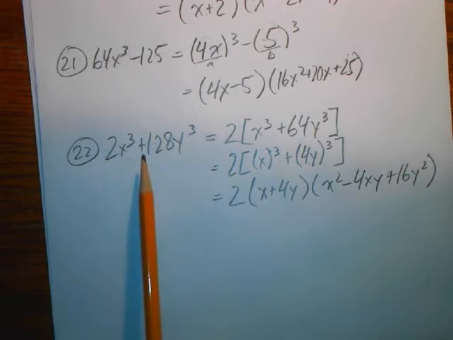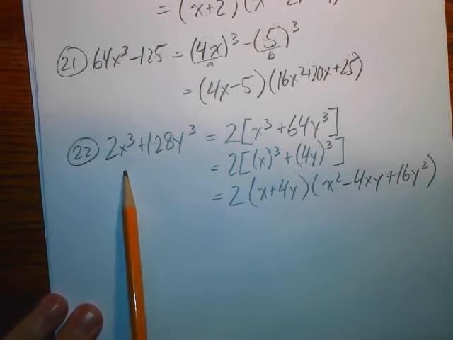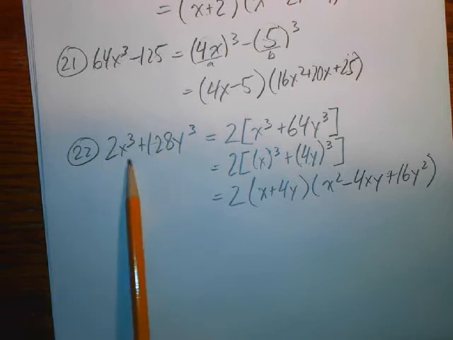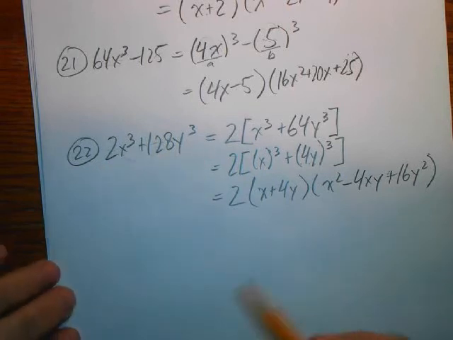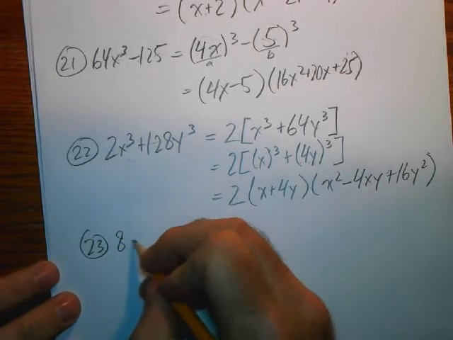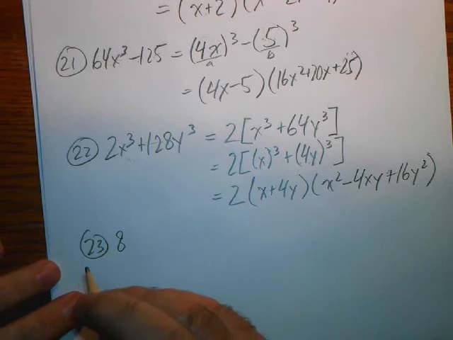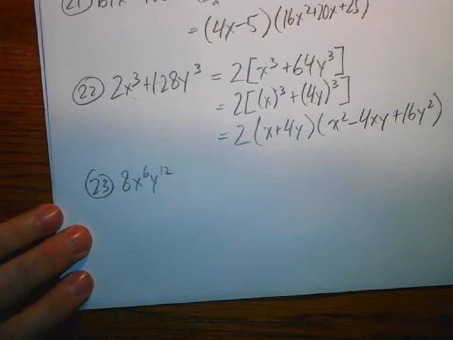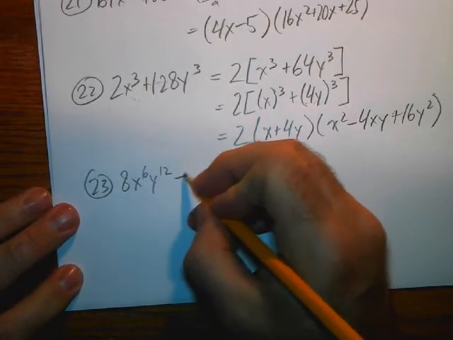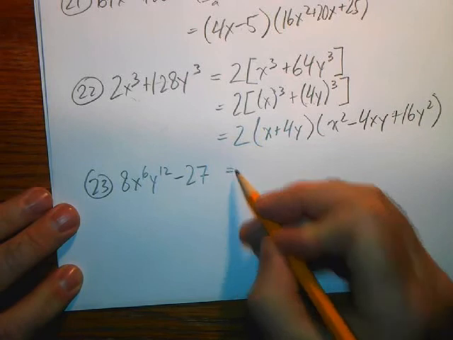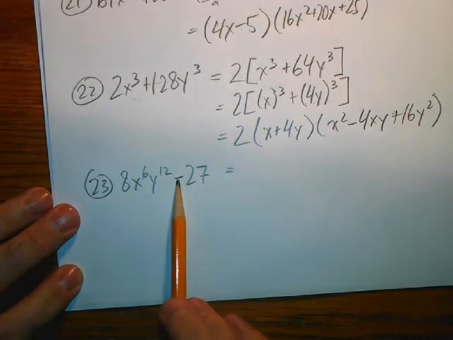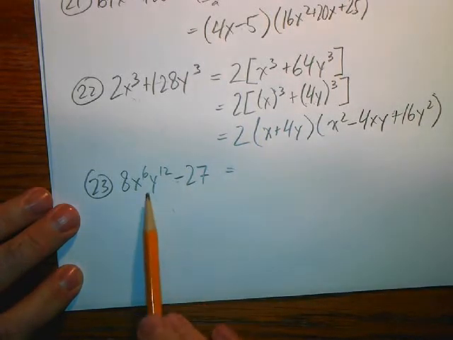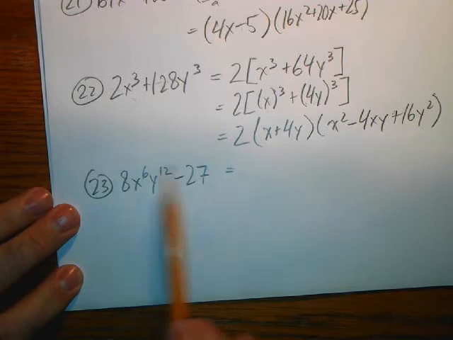Okay, last question. 8x to the 6 y to the 12 minus 27. Okay, so again, if you want to check: two terms, subtraction sign, that's a perfect cube, that's a perfect cube number, and these are all powers of multiples of 3, so this will be a difference of cubes. So I'm going to write it as a difference of cubes first.